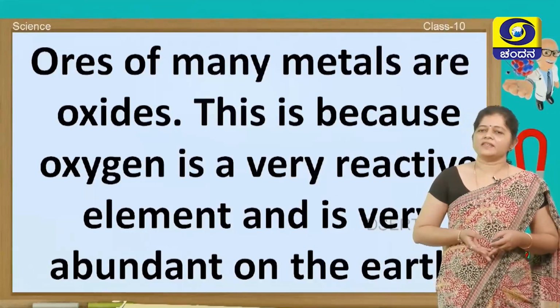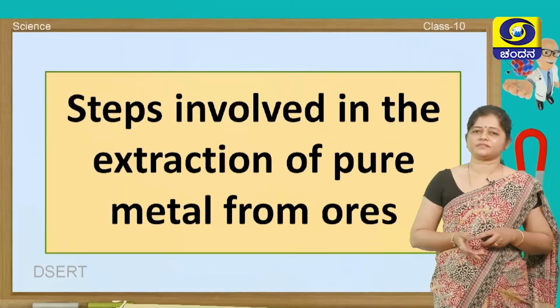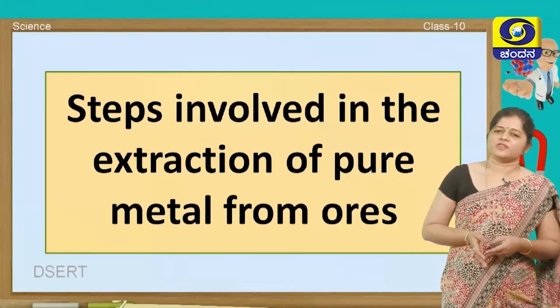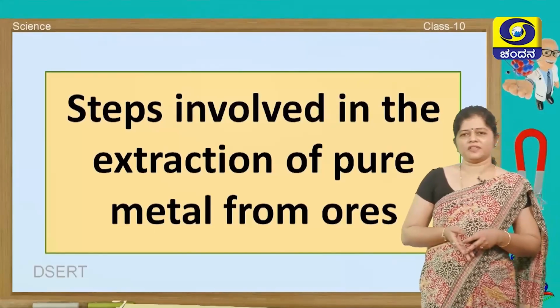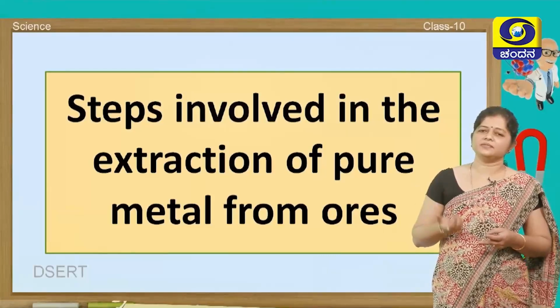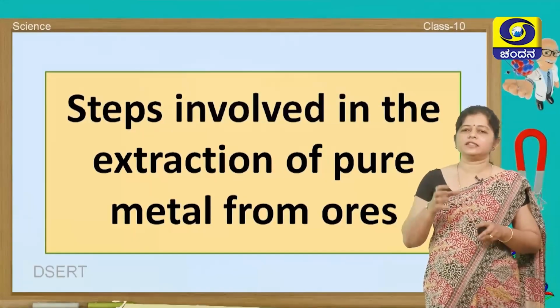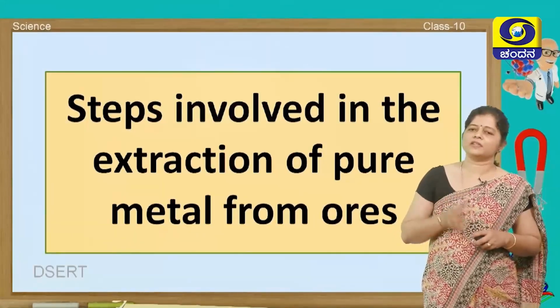Ores of many metals are oxides. This is because oxygen is a very reactive element and is very abundant on the Earth. Now, we saw that there are different ores and we have to understand how to extract the metal from these ores. There are a lot of processes involved in the extraction of the pure metal from the ores.